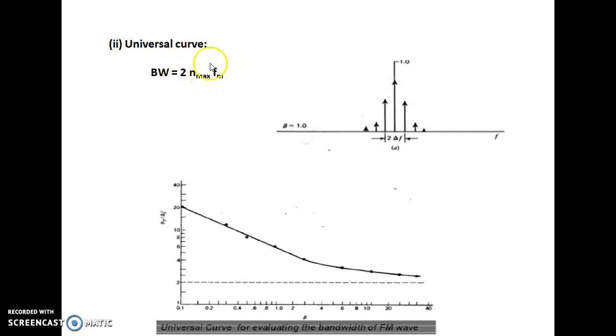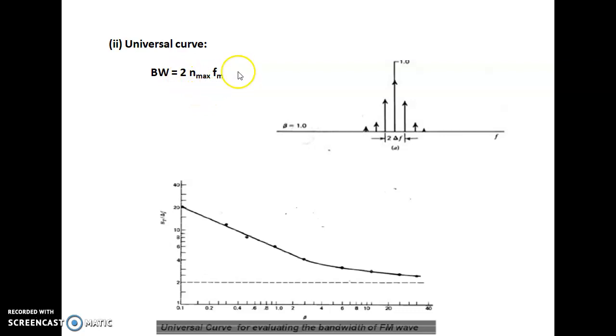Then if you multiply with Fm, you will get the bandwidth. Fm is nothing but the difference between adjacent frequency components. So Fm into n max, and twice of that, will give you the number of spectral components you are actually transmitting. So that gives you the bandwidth. Hope you have understood this.